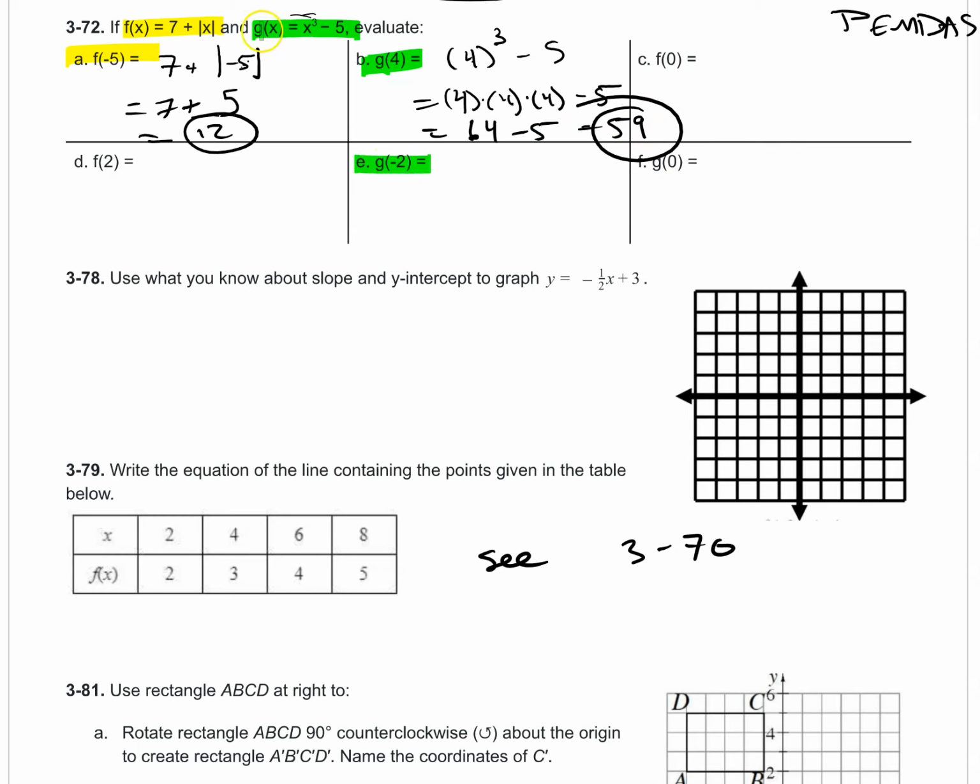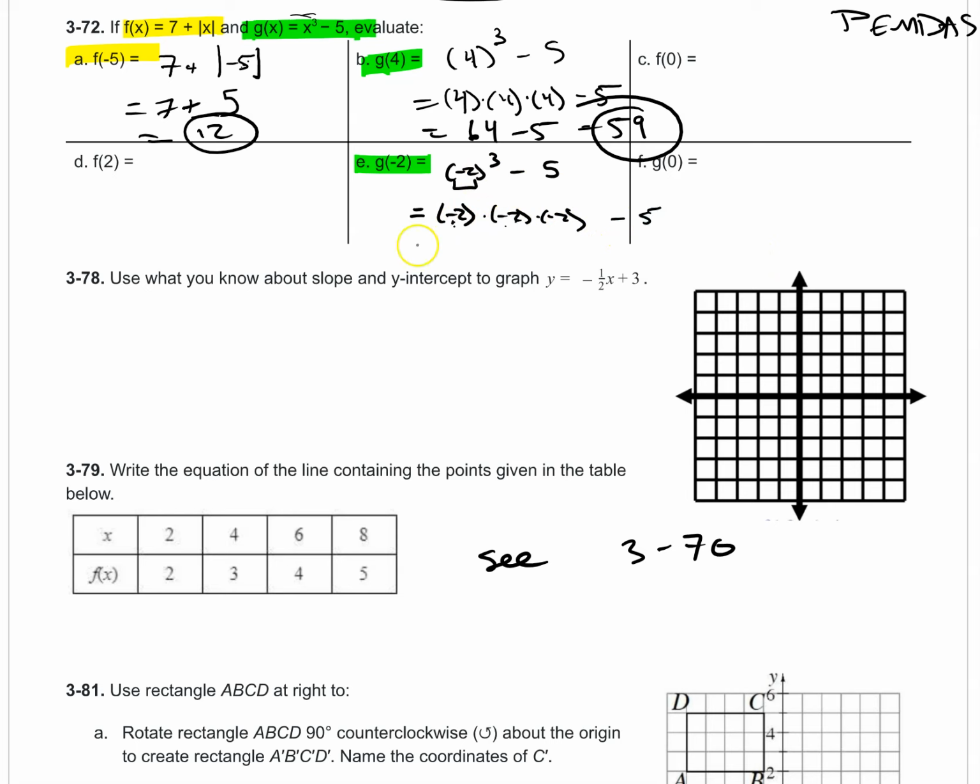One more, G, so we'll use the G function. Input -2, that's -2 to the power 3 minus 5. Any number raised to the power 3 means repeat that number, -2, 3 times. -2 times -2 times -2, then we're going to subtract 5.